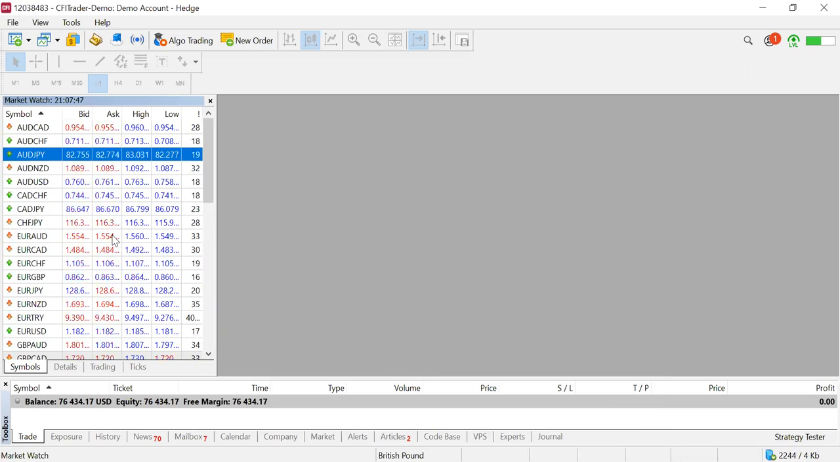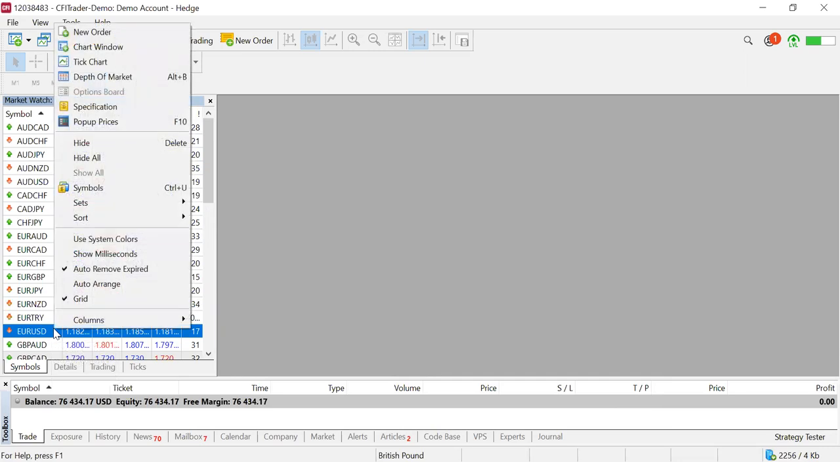So now let's get on with how you place a trade. Let's say, for example, I'm interested in trading the Euro Dollar, this one right here. In order to open the order window, all you have to do, same as before, is right click on the instrument you're looking to trade, in this case the Euro Dollar. And then you have all these options, and you can see here the New Order option.